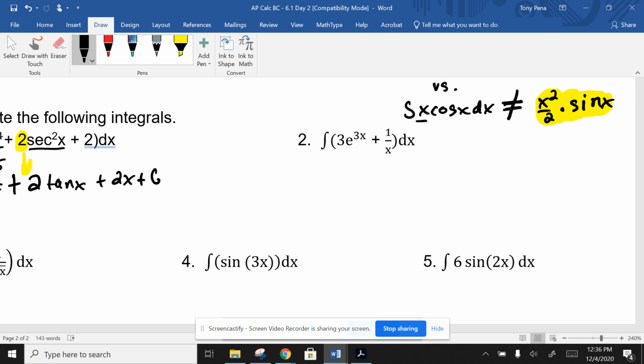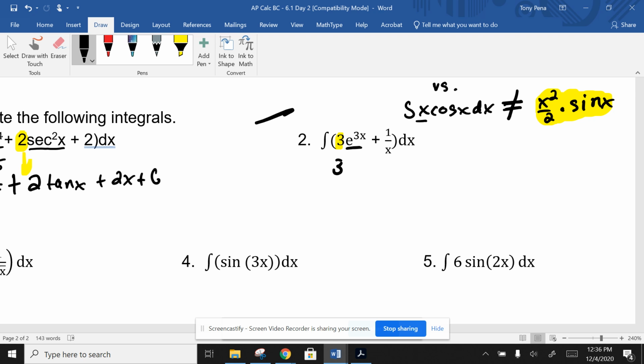Okay, and then let's see if you get what I get. So the 3 is a constant, so that initially just gets dropped down. So we just rewrite it. So there's our 3.